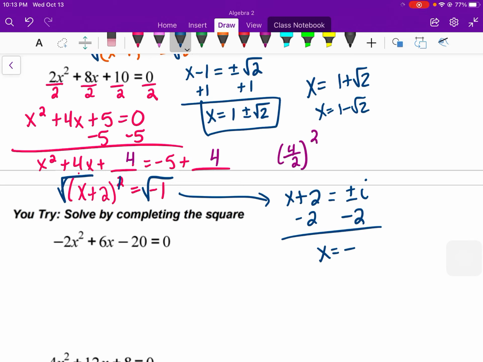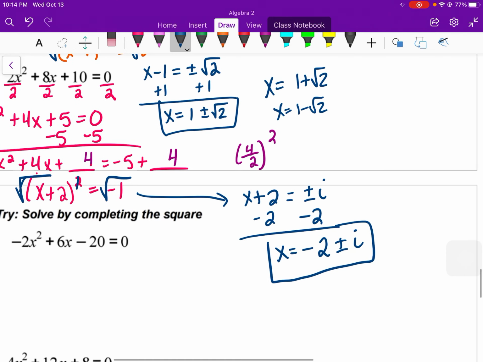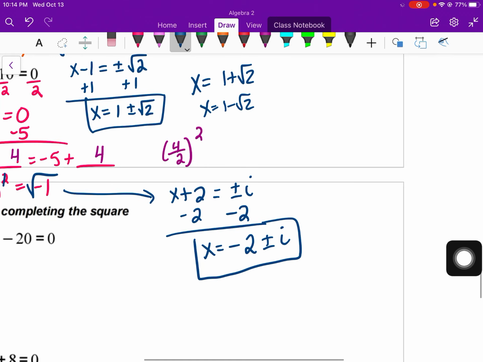We're going to write this one as a complex solution. So the real part comes first, then plus or minus the imaginary piece. So these have 2 complex roots, which means this parabola does not cross the x-axis. It's negative 2 plus i is one solution, and negative 2 minus i is your other complex solution. So 2 answers, which can be written like that.